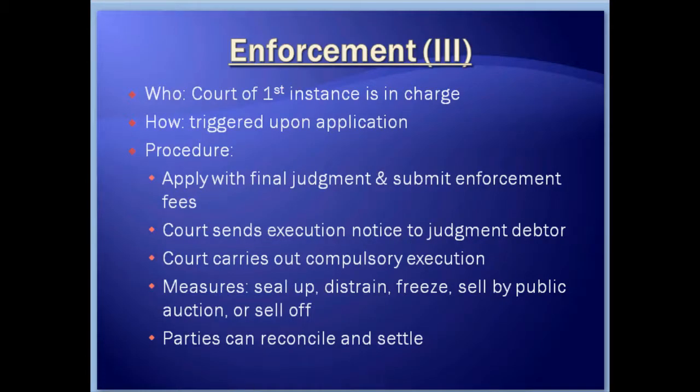Let's come back here again. The procedure of enforcement is that the court is going to send an execution notice to the judgment debtor. The court carries out compulsory execution after this notice. The measures for compulsory execution include seal up, destroy, freeze, sell by public auction, or sell off. However, the parties can reconcile and settle during this enforcement process.